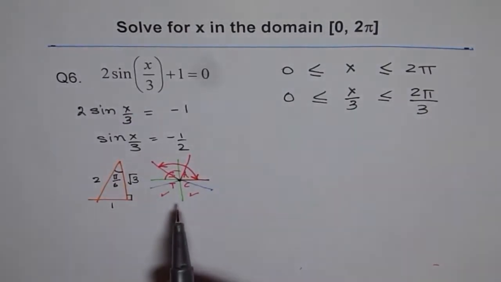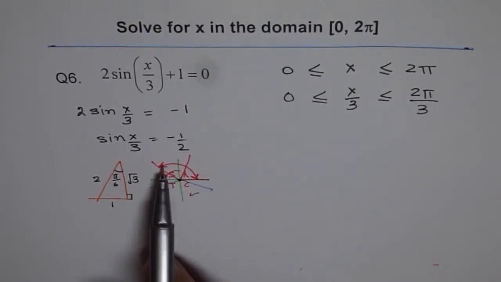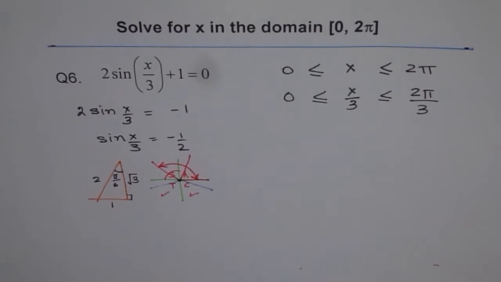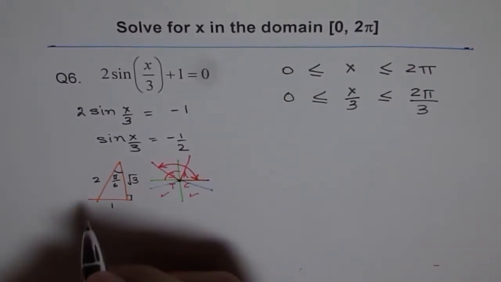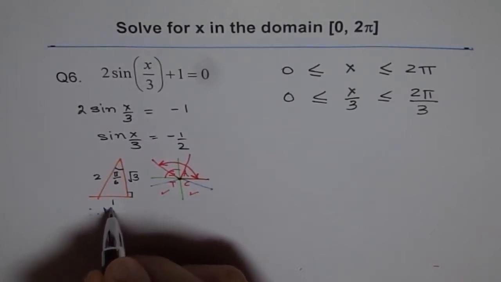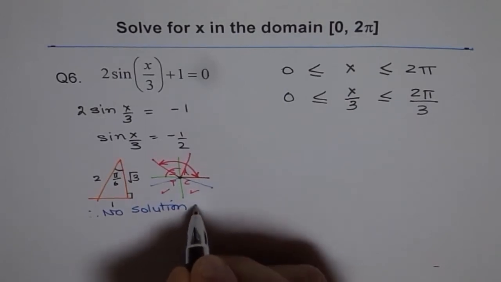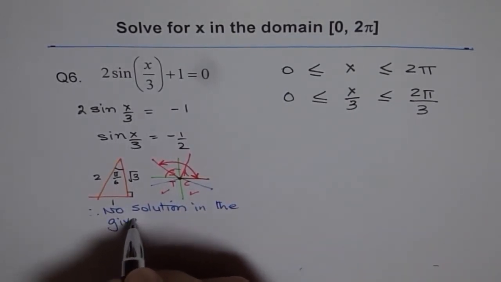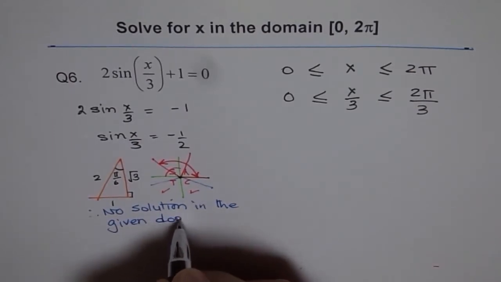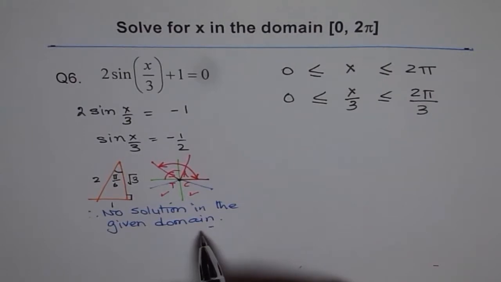That is the region where we are looking for the answer. But what do we find? We find that our solution lies in quadrant 3 and 4, not in this part. And therefore, we say that in the given domain, there is no solution. So therefore, no solution in the given domain. Do you understand? So that's kind of critical for us to understand this part, right?